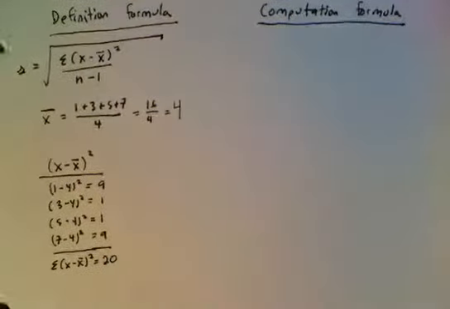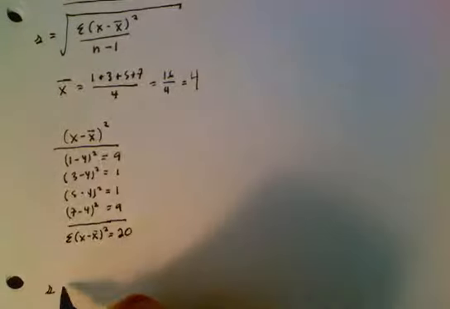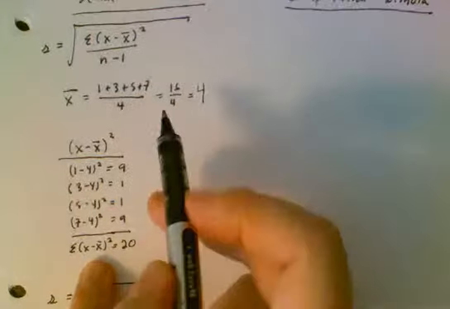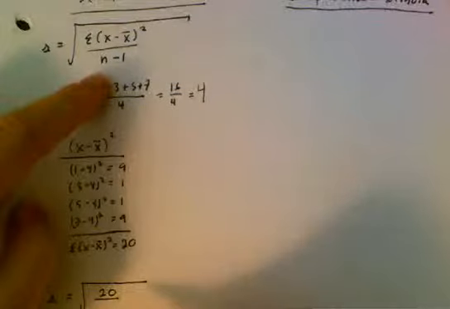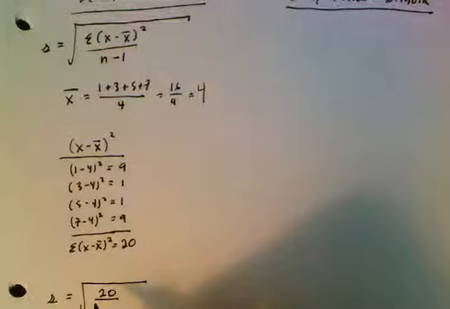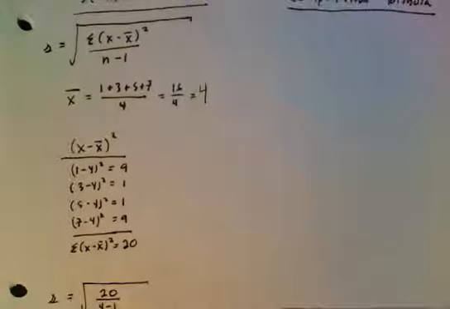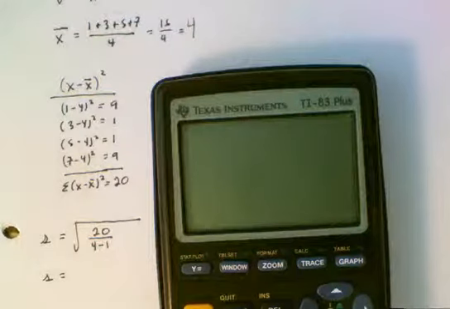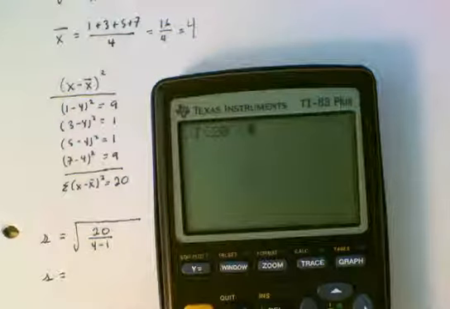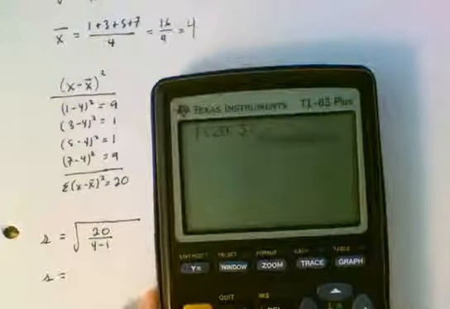So now if we put this into our formula, this whole thing was this. N is 4. We have 4 different values: 1, 2, 3, 4. And if we put that in our calculator, second square root of 20 divided by 3, 2.582.